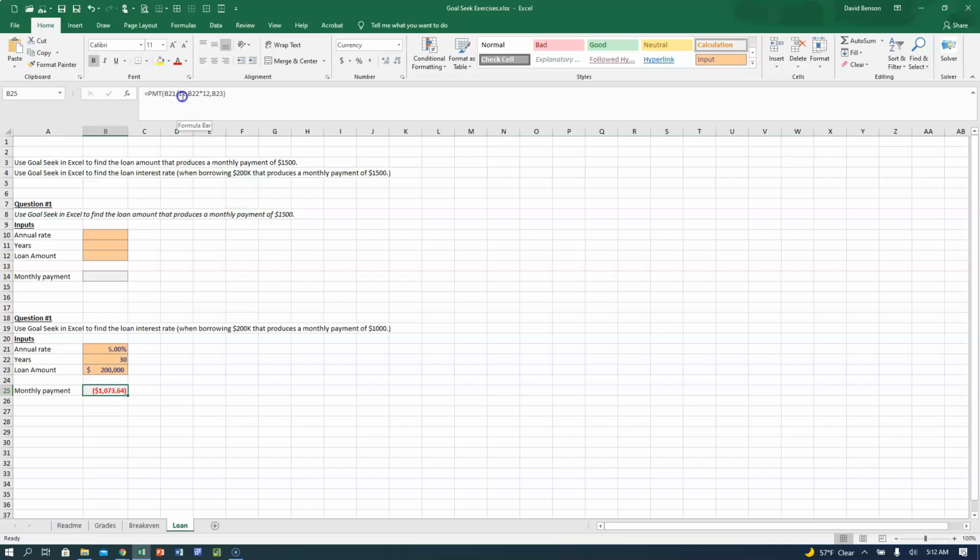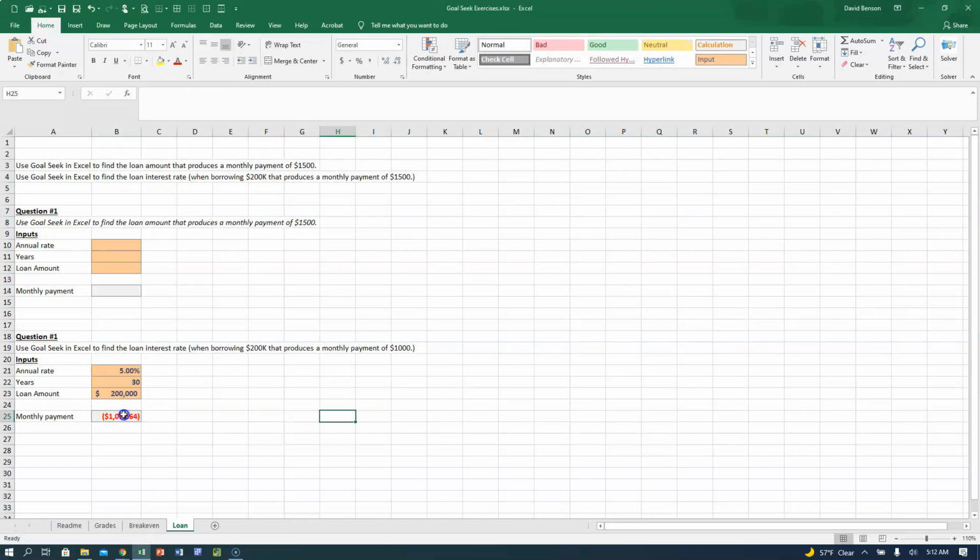So again, if I click in here, you'll see I've got B12 divided by 12, so the 5%, because that converts that annual rate to a monthly rate. B22 times 12, so 30 years times 12 months. And then I'm borrowing $200,000.